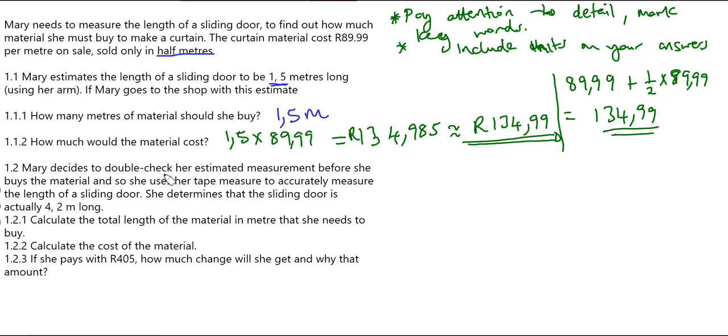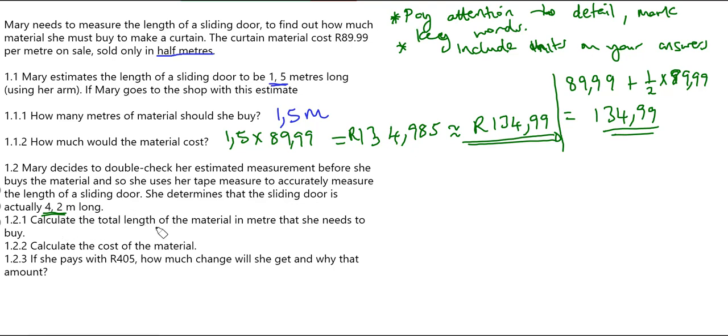Mary decides to double check the estimated measurement before she buys the material, and so she uses a tape measure to accurately measure the length of the sliding door. She determines the sliding door is actually 4.2 long. You see here, you need to remember what they told you here. They are selling it in half meters, only in half meters. And here you have got 4.2. So you need to start also relating to that.